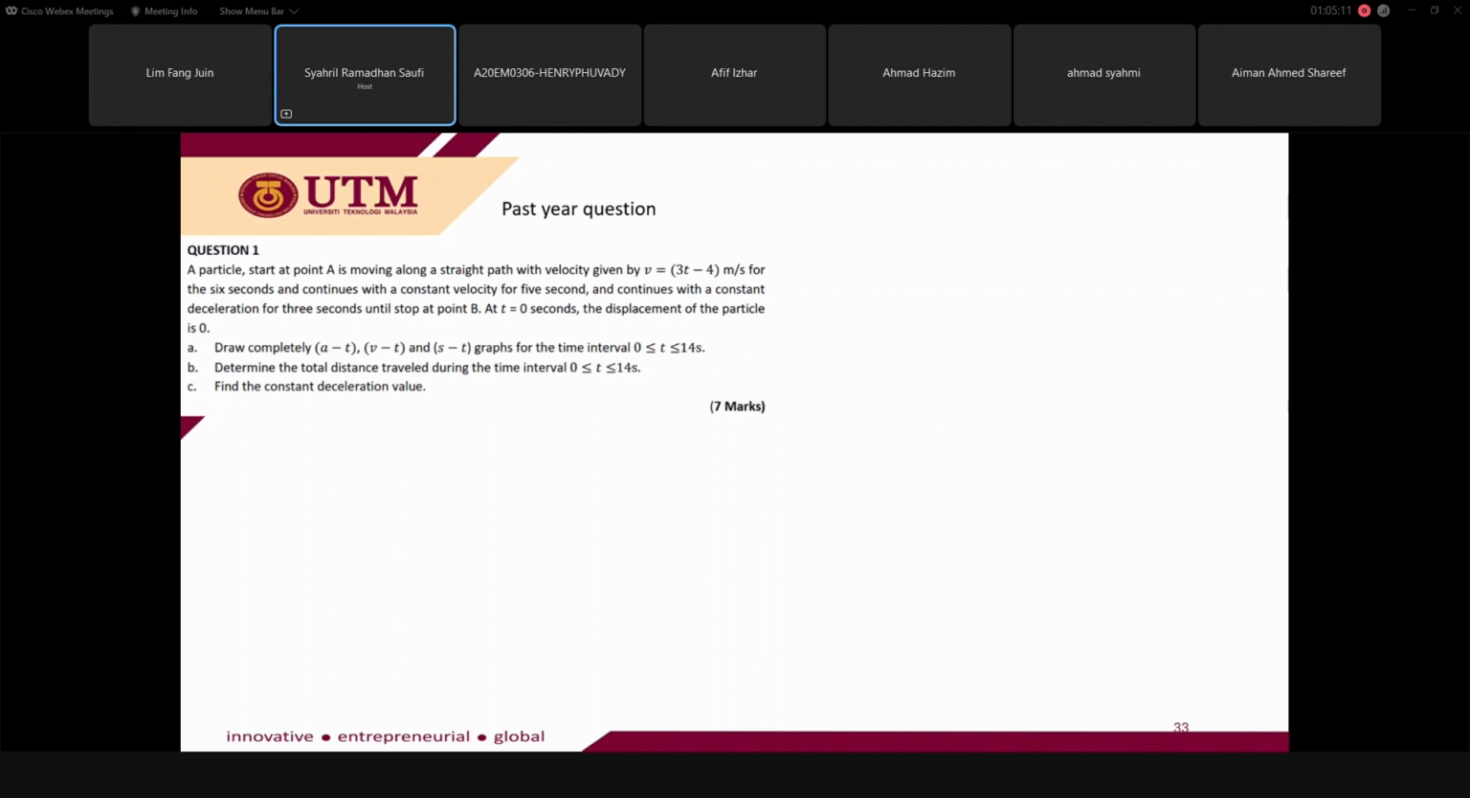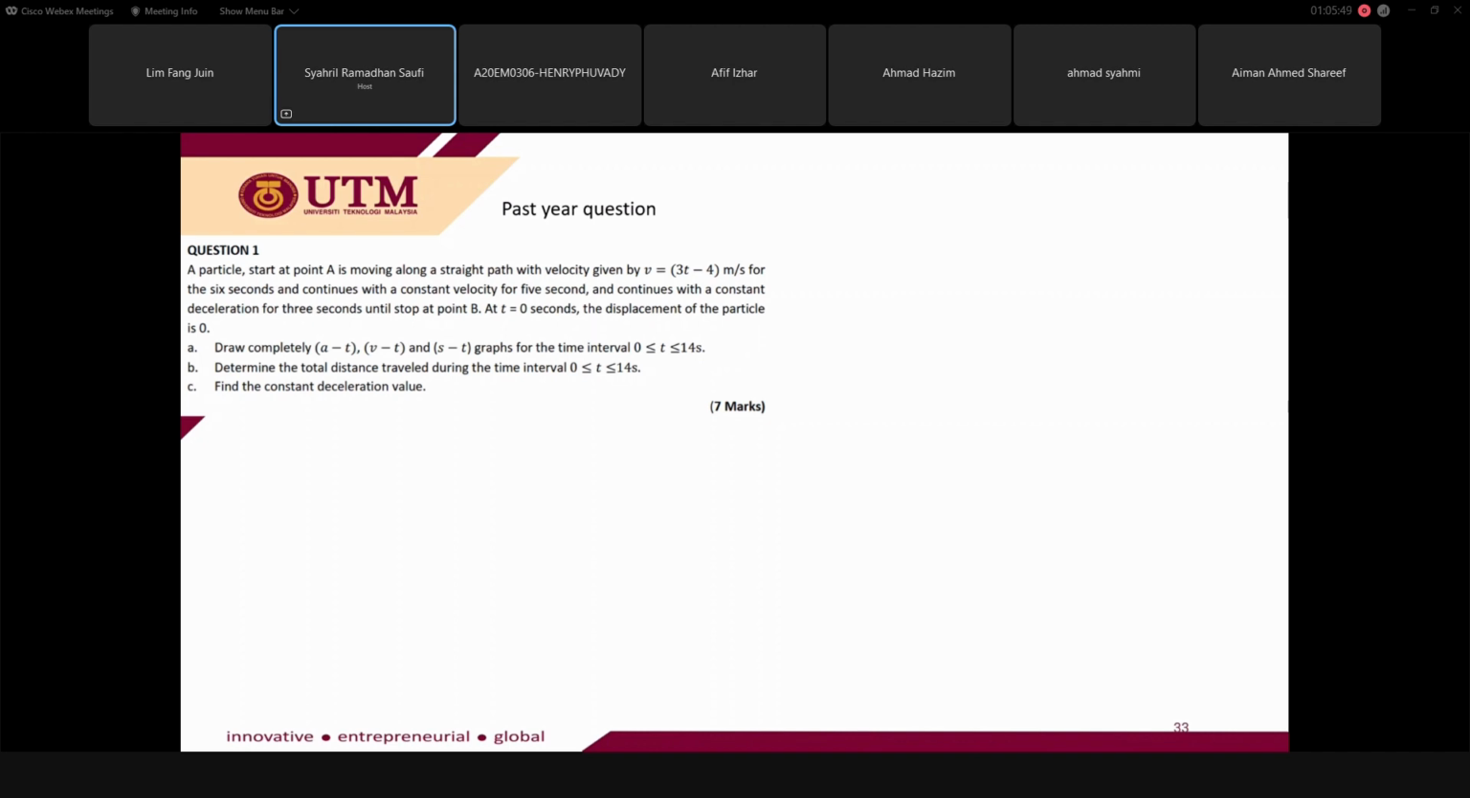Okay, so if you notice here, a particle starting at the point A is moving along a straight path. Straight path means rectilinear motion, which is this chapter, chapter 2, where you learn rectilinear motion. With velocity given by v equal to 3t minus 4 for 6 seconds, and continues with a constant velocity for 5 seconds and continues with a constant deceleration for 3 seconds until it stops at point B. At t equal to 0 seconds, the displacement of the particle is 0.